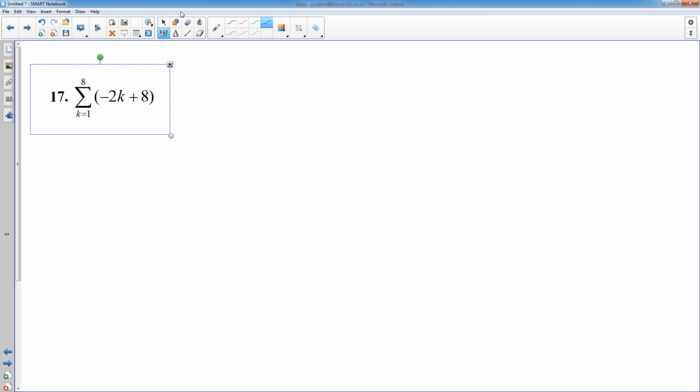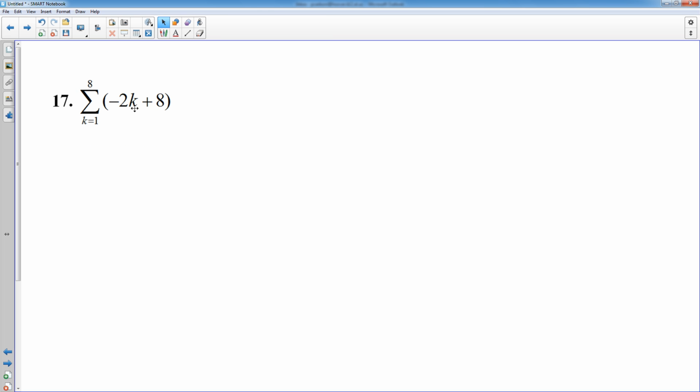Let's see. Let's try this one. The formula is negative 2k plus 8. We are starting at k equals 1 and we end at k equals 8. So if I plug in 1 for k, negative 2 times 1 is negative 2 plus 8 is 6.